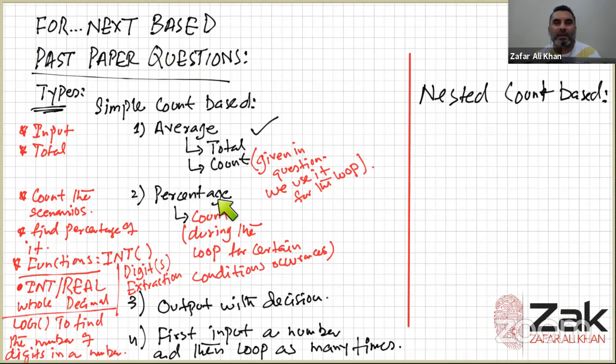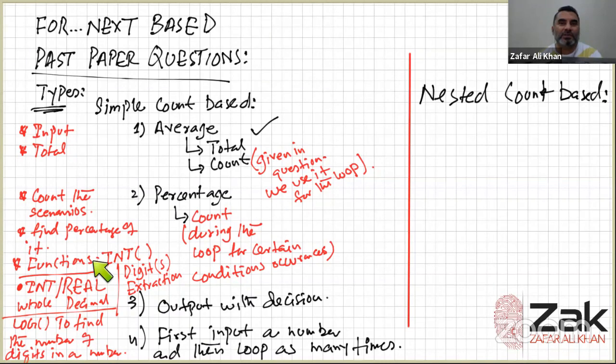In percentages, we have got more questions. Let's say if we take this simple count based as 100% of questions, this average would only be 10%. And this percentage would be 80%. And in the remaining 10%, we would have the third and fourth type. So this percentage category is more important than any other category. In percentage, we have got simple count scenarios that if some condition occurs, we count it and then find the percentage of it, or we simply output the count.